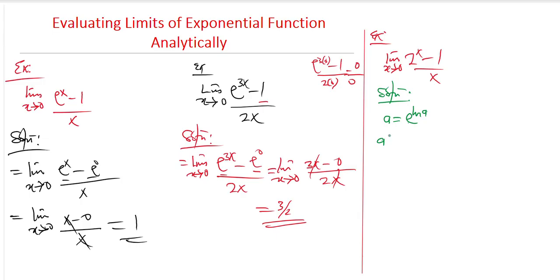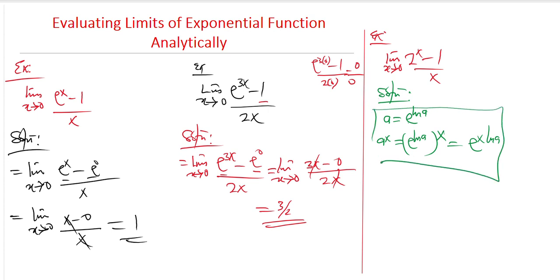So if we are having a to the power of x, the same will give us e to the power of ln a, raised to x, which is the same as e to the power of x ln a. Now we want to apply this concept. Instead of writing 2 to the power of x, now we are going to have its exponential form.